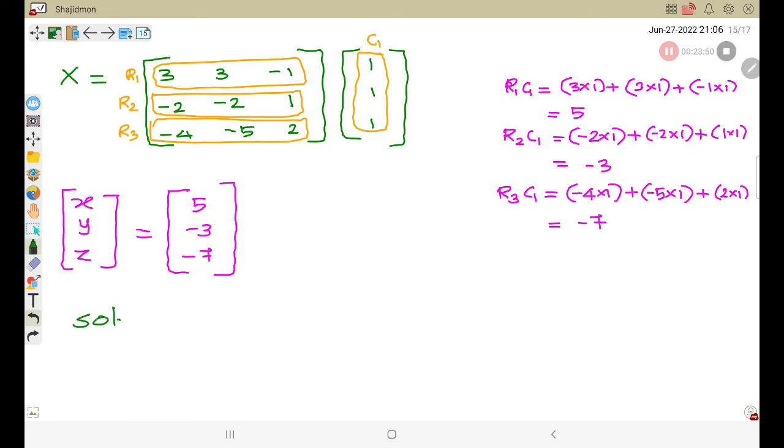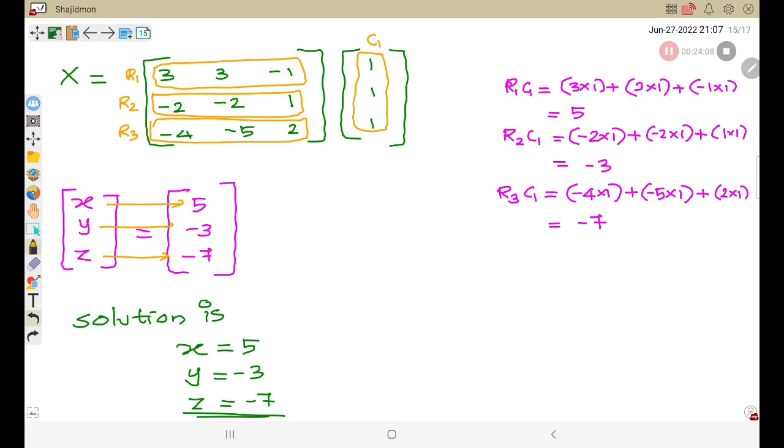So the solution is X equal to the first number 5, Y equal to the second number minus 3, Z equal to the third number minus 7. I hope you understood. X means the first number, Y second, Z third number. So this is the 3 by 3 system solution by matrix inverse method.